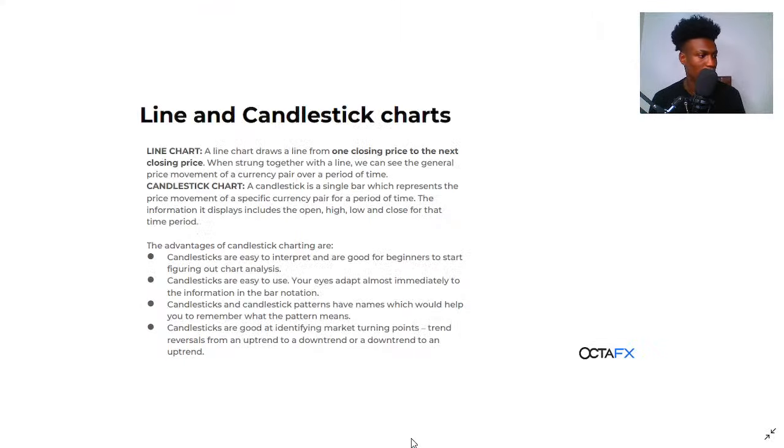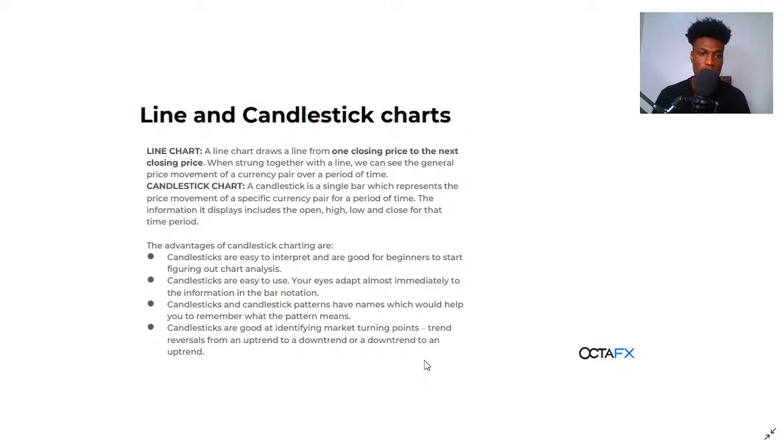Okay. Someone is asking what's the margin call level. OctaFX margin call level is 25%. Okay, we're going to talk about line and candlestick charts.